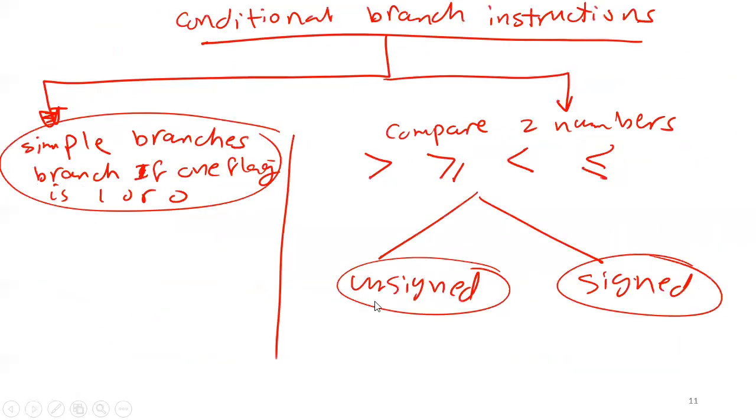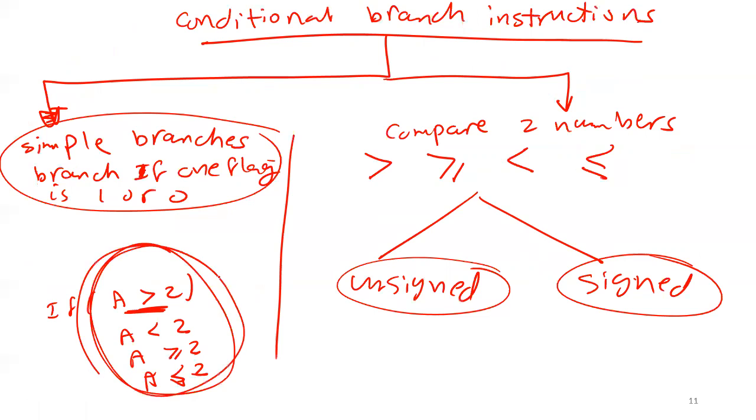Now what I'm going to teach, the last part here, the last instructions. Sometimes I have a condition like if A is greater than 2, or A is less than 2, or A is greater than or equal to, or A is less than or equal to. If you want to make a condition like this, you have to use these instructions. We have 4 instructions: one for greater, one for less, one for greater or equal, and one for less or equal, and we have 4 for signed and 4 for unsigned. So we're going to have 8 instructions now.